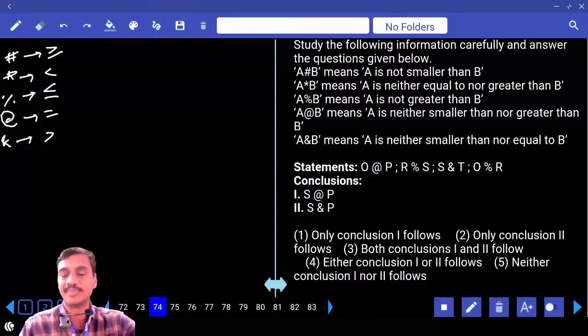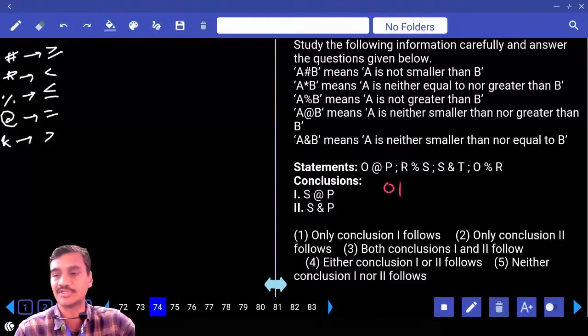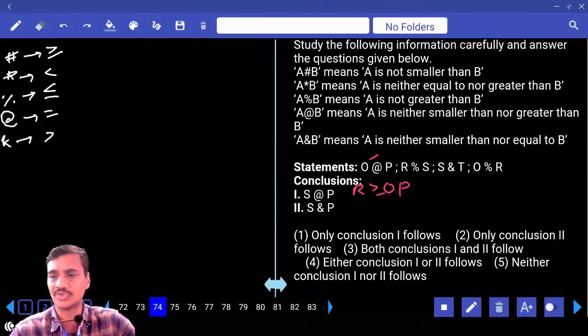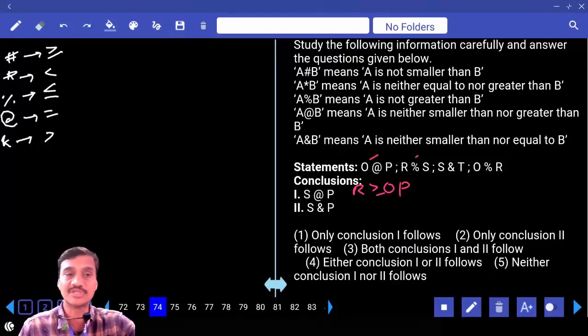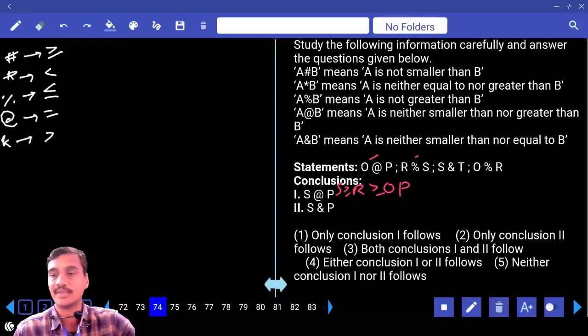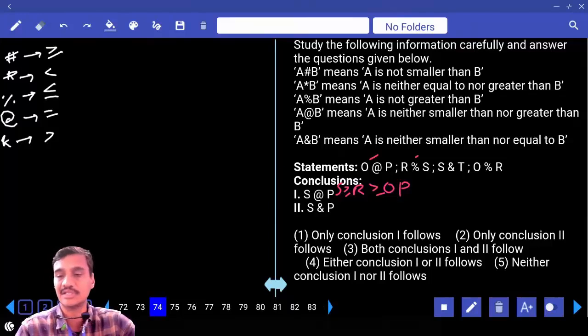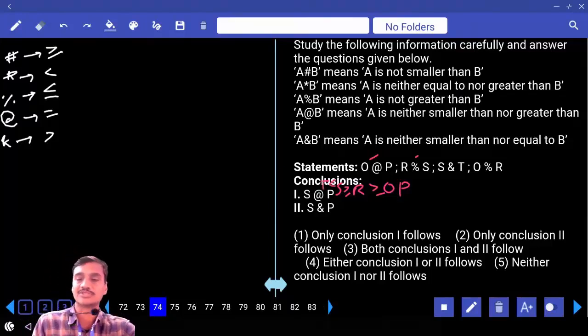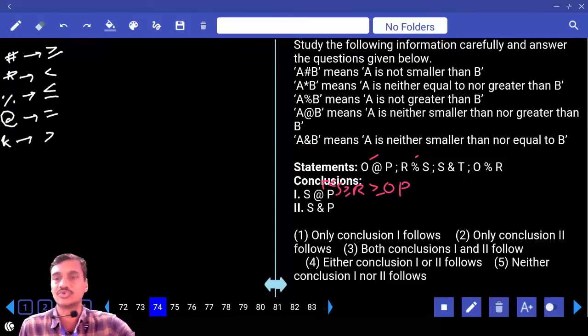O at the rate of P. O at the rate of P means O and P are one and the same. And next one, O percentage R. Percentage means O lesser than or equals to R, that means R greater than or equals to O. Then R percentage S means R lesser than or equals to S, S greater than or equals to R. And next one, S and T means S greater than T, that means T lesser than S. So T lesser than S greater than or equals to R greater than or equals to O equals to P.